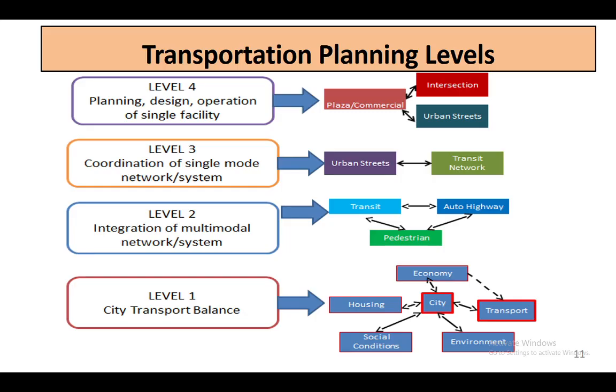So the next stage is about transportation planning. We have four basic levels. In level one, we work on how we can bring balance within the city. The second level works on the integration of the multimodal network system, in which we connect. Multimodal means when there is more than one mode connected, okay? Then we have level number three, through which we integrate a single mode but different types of networking. And the last one is when we plan, design, and operate, okay? So those are the four transportation planning levels.